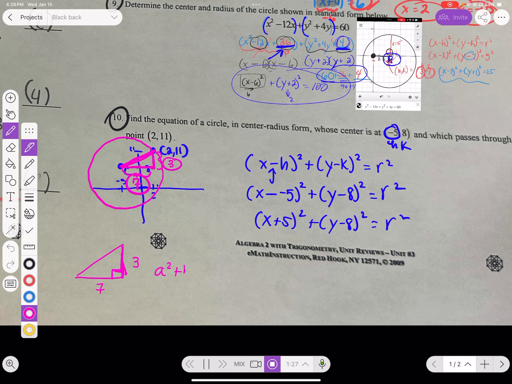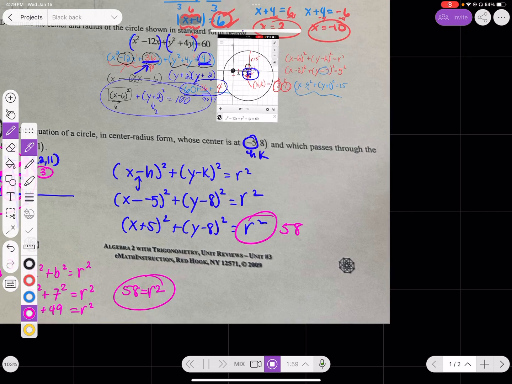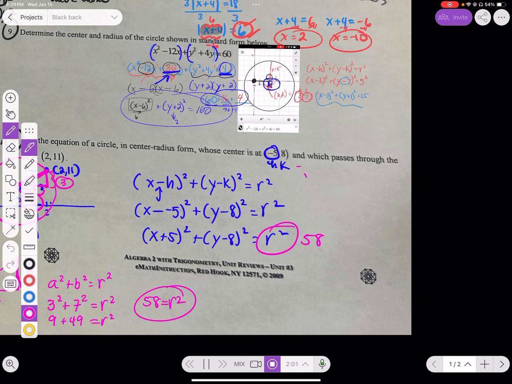So a squared plus b squared equals, and I'm going to call it r squared because that's my radius. Now I'll just go 3 squared, doesn't matter which one I call a, doesn't matter which one I call b. 9 plus 49, and 9 plus 49 is what? 58 equals r squared. Great. I don't even have to square root it. I just write, hey, that side of the equation is 58. Okay, so that's how you do it with the little triangles. Your teacher may not do it that way. They may pull out the distance formula.